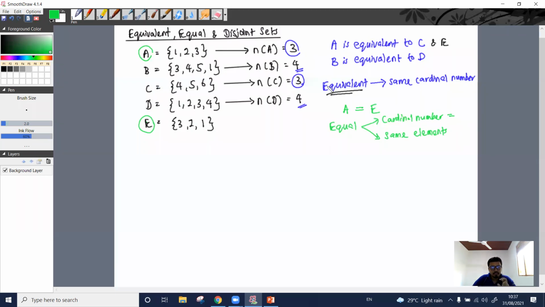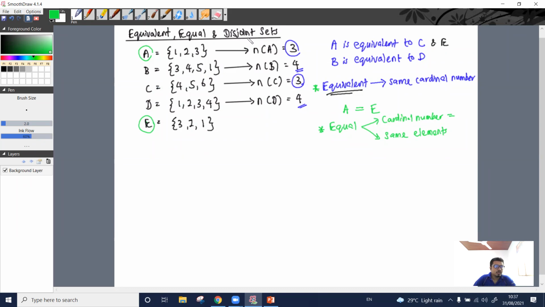When it is equivalent, we are looking only at the number of elements. If it is equal, not only the number of elements, we are looking at what the elements are as well. Are they the same? Right? Equivalent sets and equal sets.